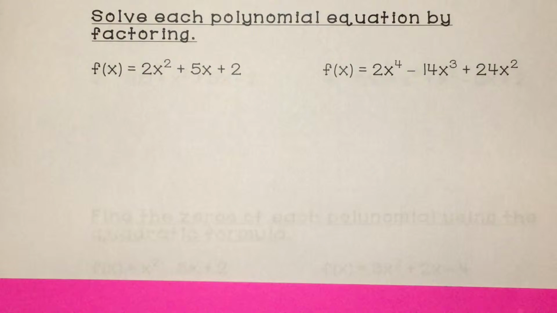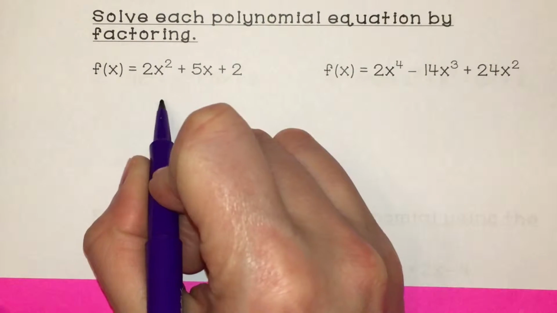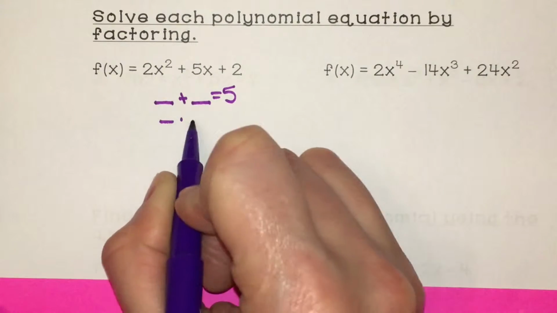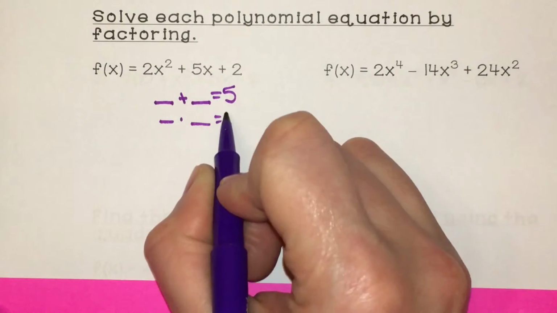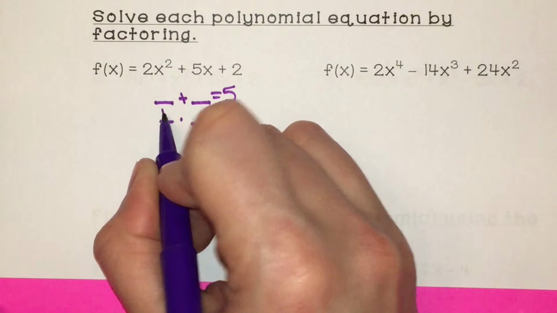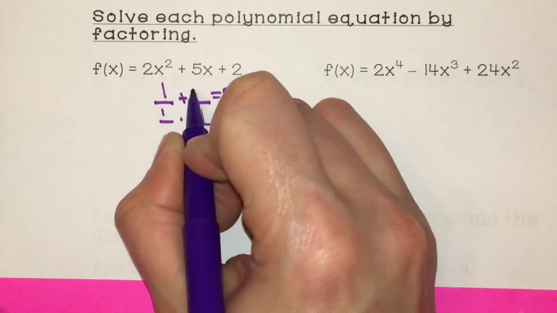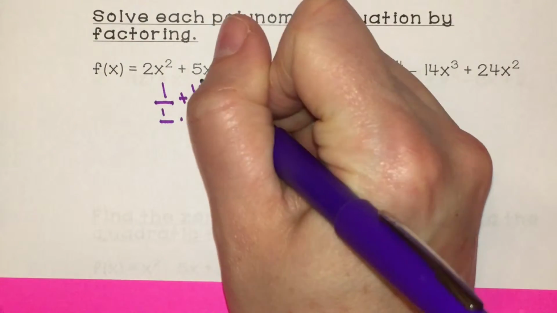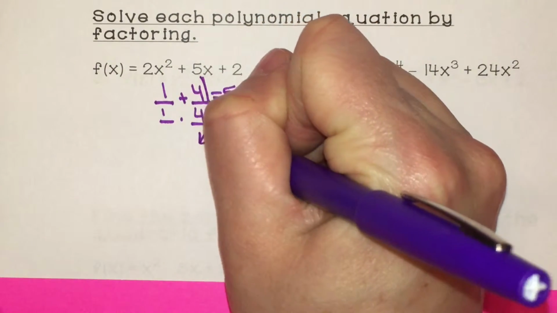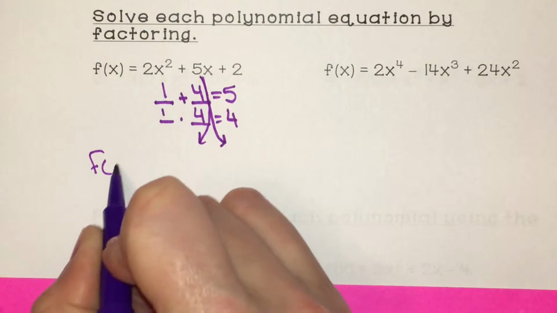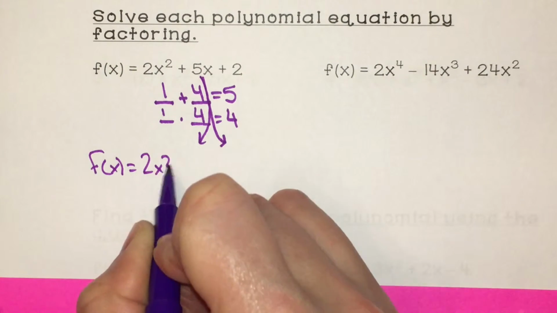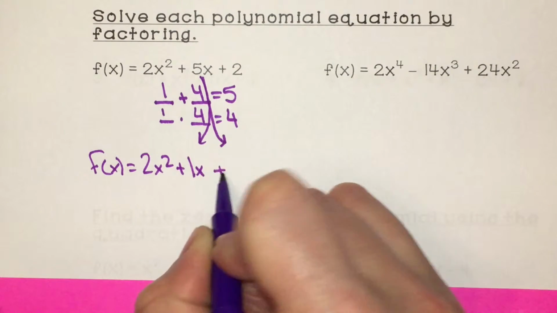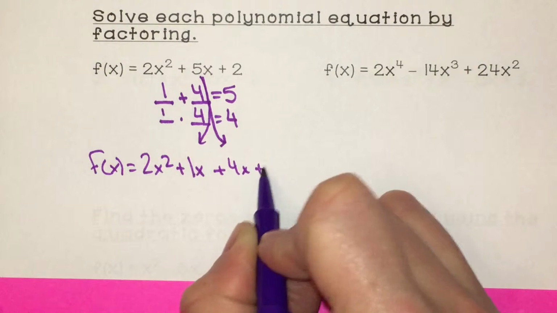To factor this, I need to figure out what two numbers add together to equal 5 and multiply together to equal 2 times 2, which is 4. So I know 1 times 4 is 4 and 1 plus 4 is 5. So that helps me break down this middle term into 2. So we have f of x is equal to 2x squared plus 1x plus 4x plus 2.